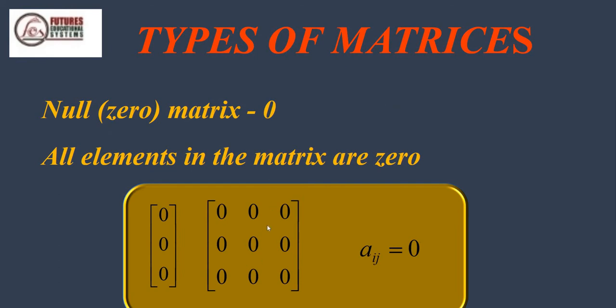Zero matrix. All the elements equal 0. All the elements in the matrix are 0.